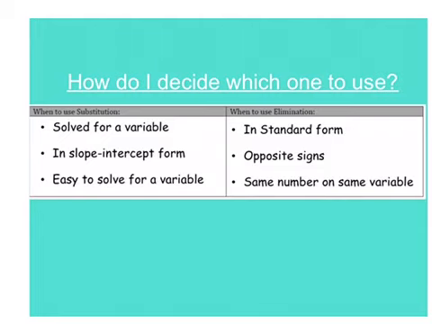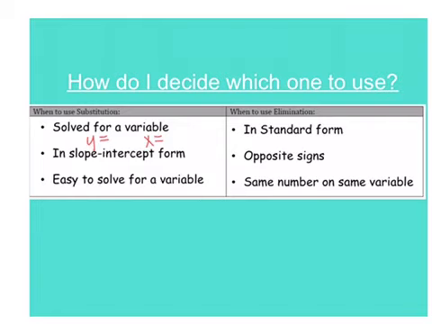So there's a couple things that we can look at when we're trying to decide which method to use, whether it's substitution or elimination. We want to use substitution when I have an equation that's already solved for a variable. So I have a y equals or an x equals. If I see a y equals or an x equals, right away I know I'm using substitution. I can use substitution for sure when I'm in slope-intercept form or when it's easy to solve for one of the variables, when it's easy to get a y equals or an x equals.